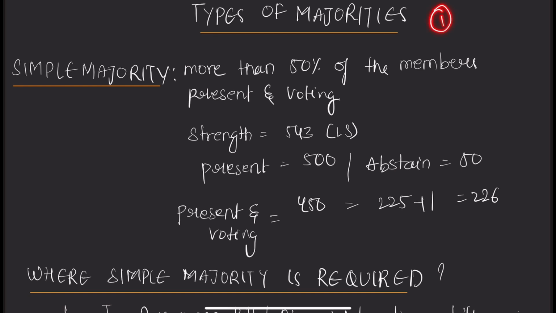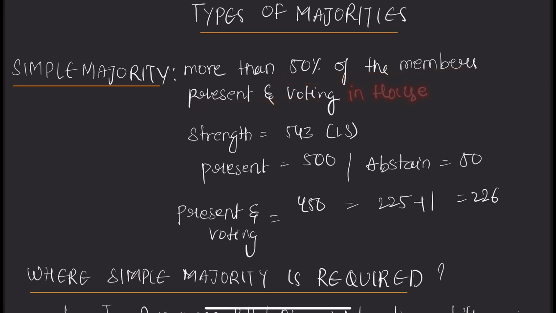This is the first lecture. In this one, we'll be discussing the types of majorities which are mentioned in the Indian Constitution. So the first one is simple majority. Simple majority is nothing but more than 50% of the members present and voting in the House.